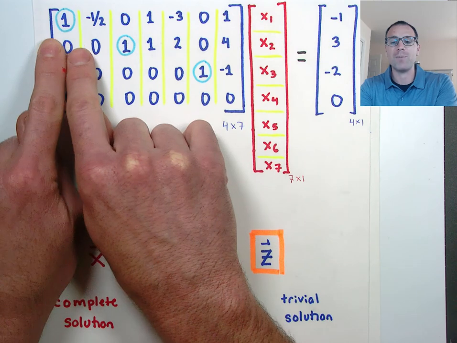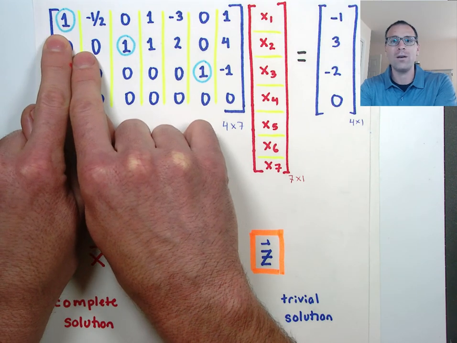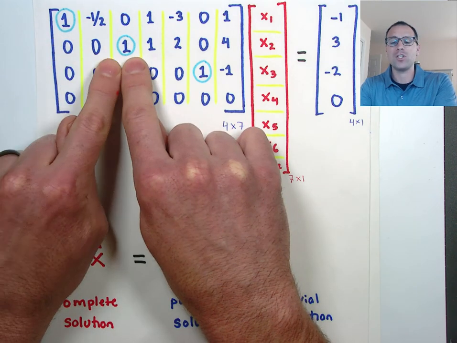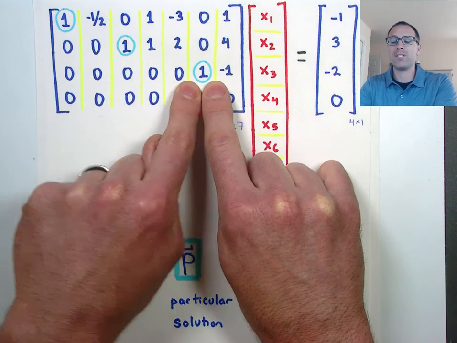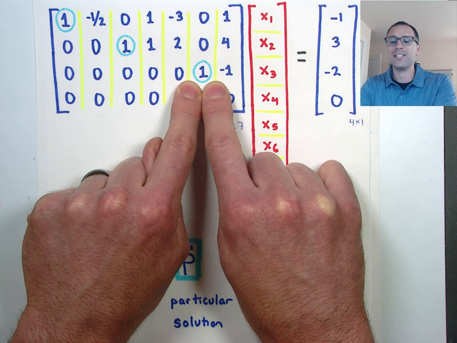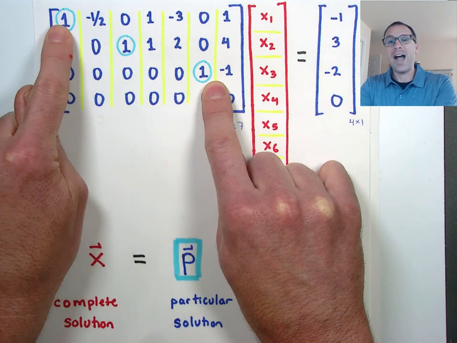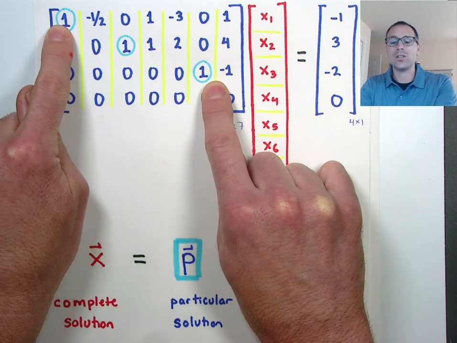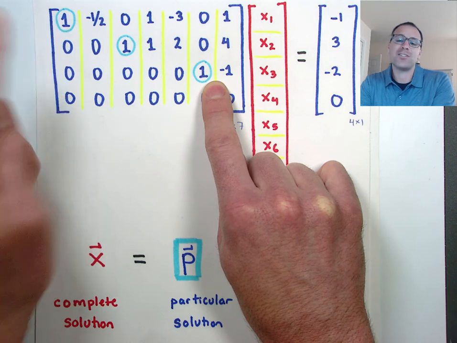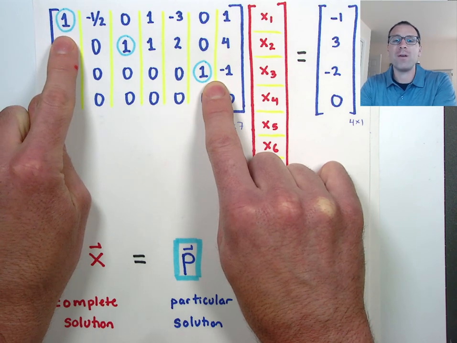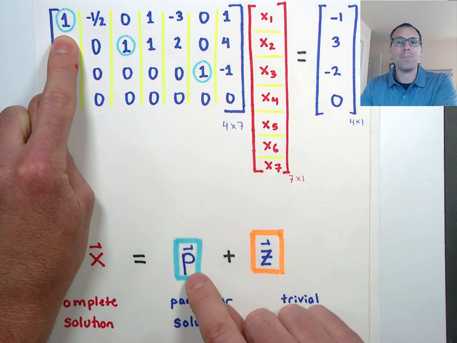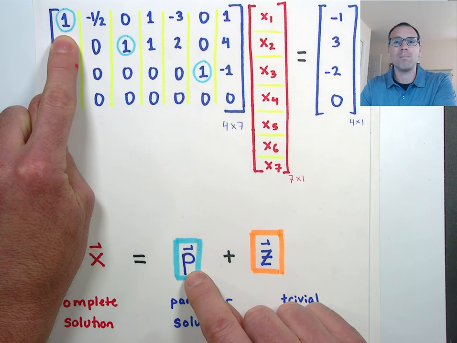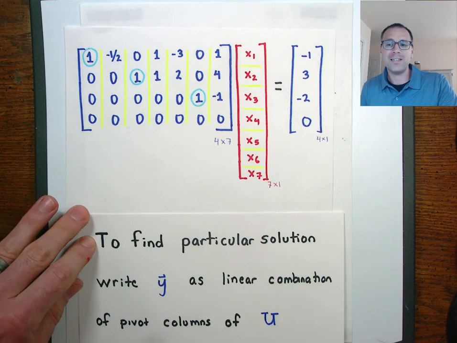So in this case, I have a pivot position in entry 1, 1. I have a separate pivot position in entry 2, 3, and I have a third pivot position in entry 3, 6. The actual values in those pivot positions are going to be known as the pivot. So in this case with RREF, the pivots are always equal to 1. We can use this information to immediately populate the particular solution P. Let me be a little bit more specific on that.